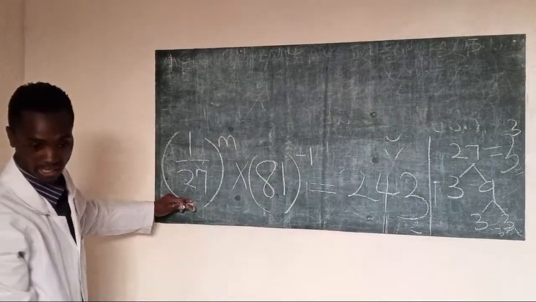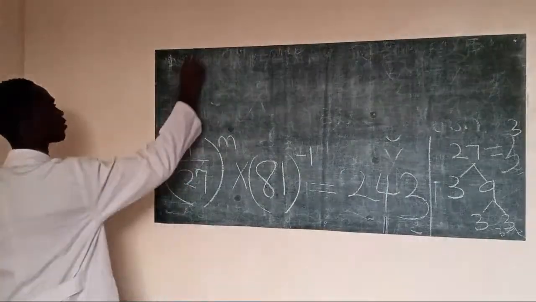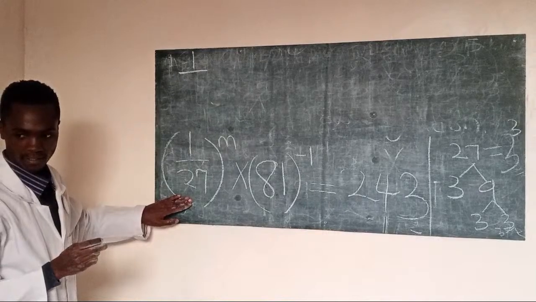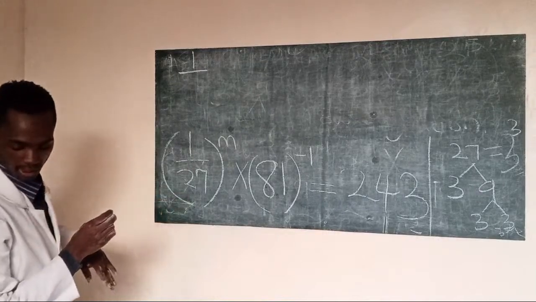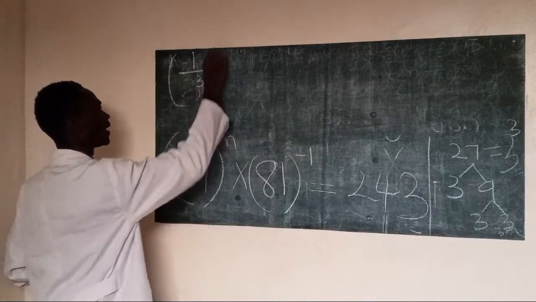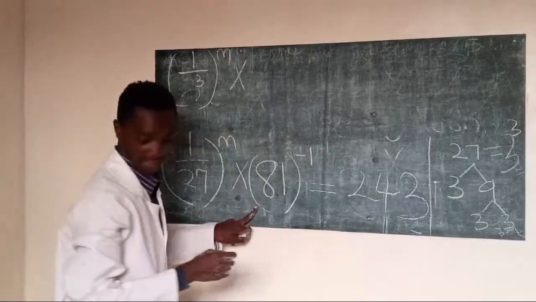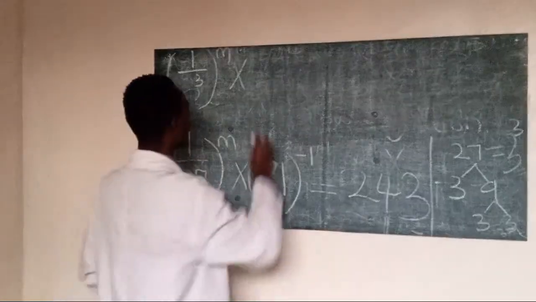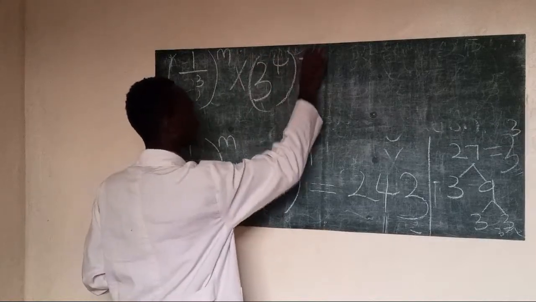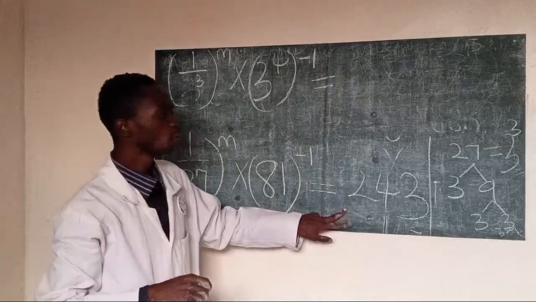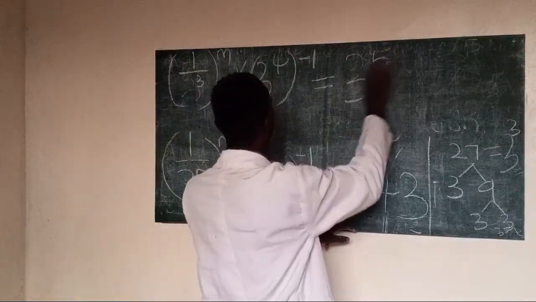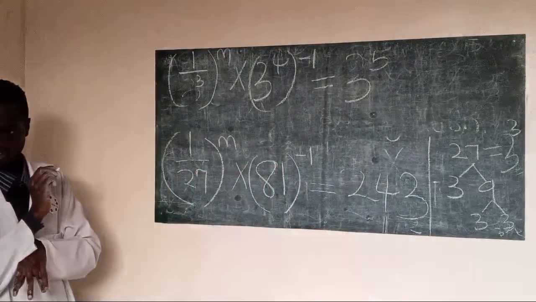Let us write this equation anew with the powers of 3 to give us 1 all over 3 to power 3, raised to power m, times 3 to power 4, then you raise it to power -1, is equal to 3 to power 5. Now, is it possible to find the value of m now?